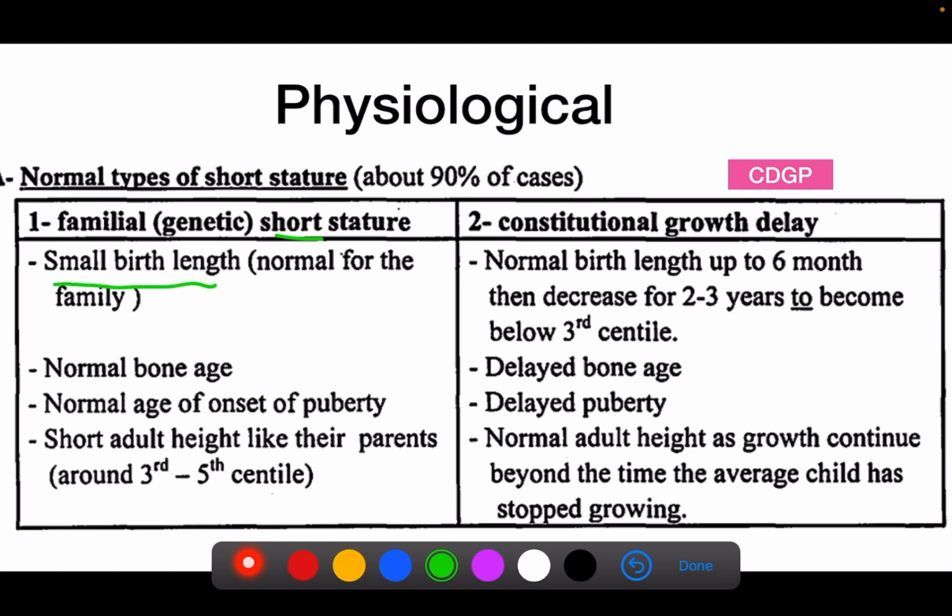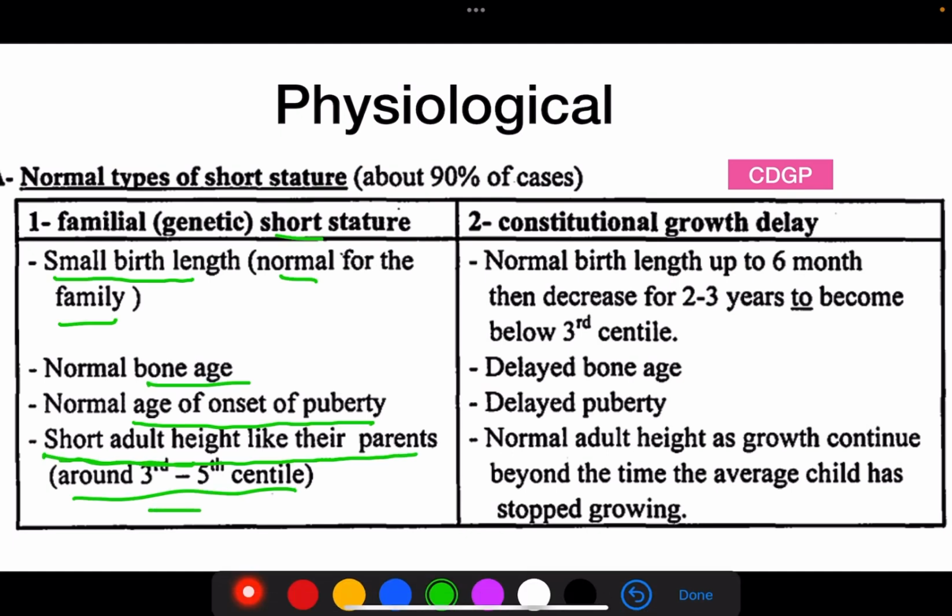They are small at birth. Their length is small at birth, which is normal for the family. Their bone age is normal. They have normal age of onset of puberty. They also have short adult height like their parents. They are absolutely normal for their family. This is familial short stature.